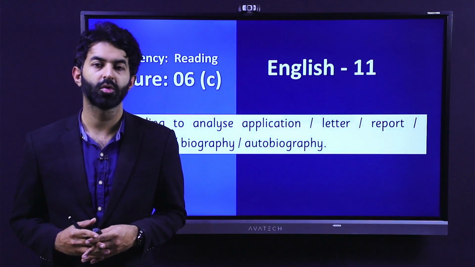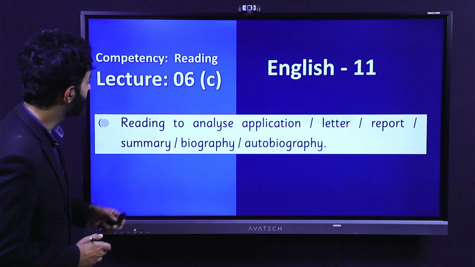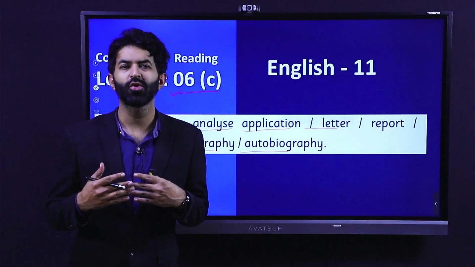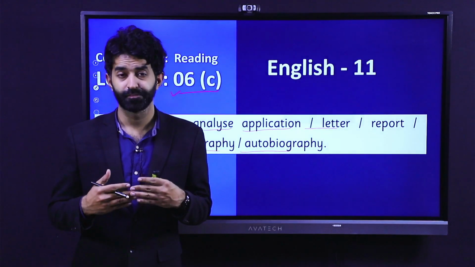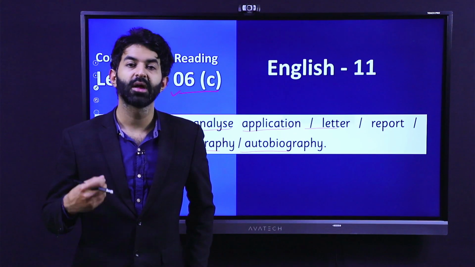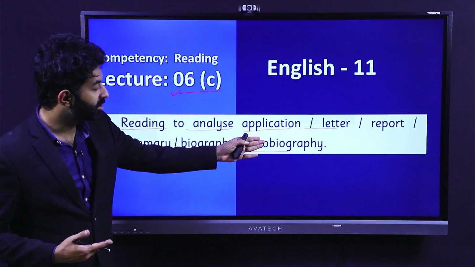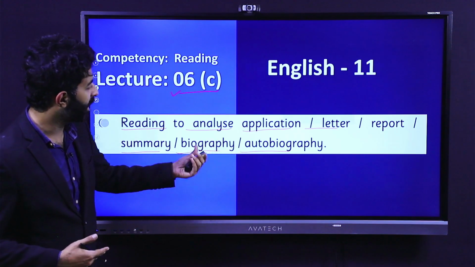Today we are going to talk about a student's learning outcome of reading. This is our lecture 6C in the series of lecture 6, and the SLO under discussion is reading to analyze application, letter, or report, summary, biography, or autobiography. The purpose of this SLO is to make you good readers so that you can analyze, assess, and pass judgment. You can talk about the text, application, letter, report, summary, biography, or autobiography.